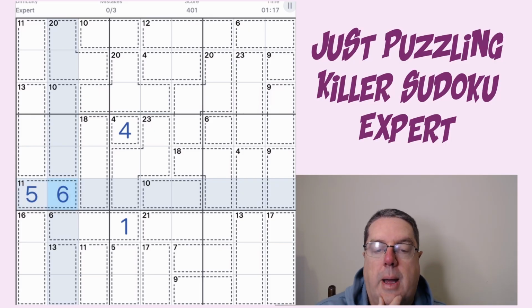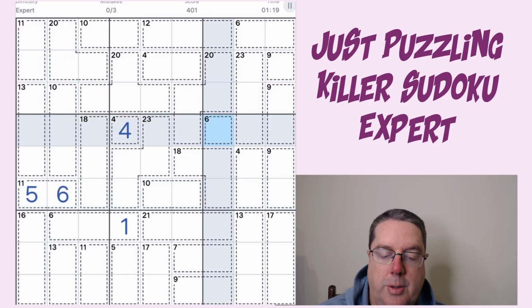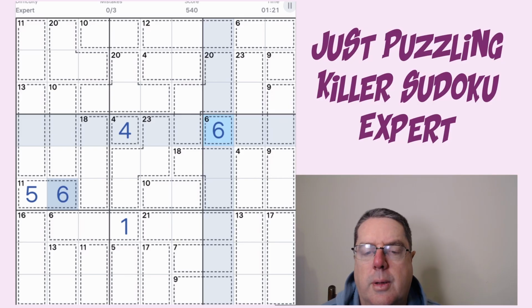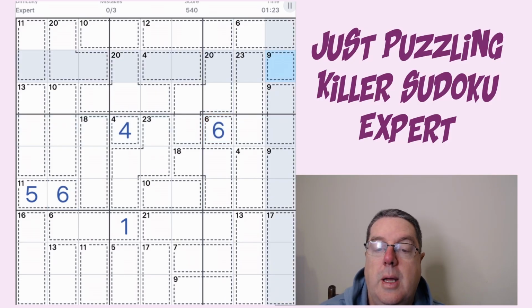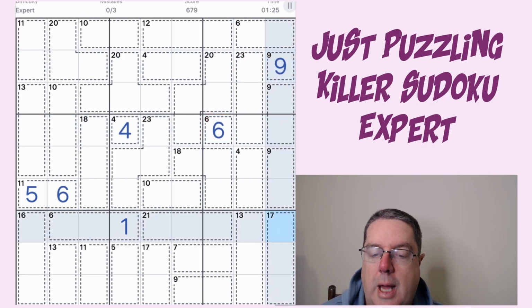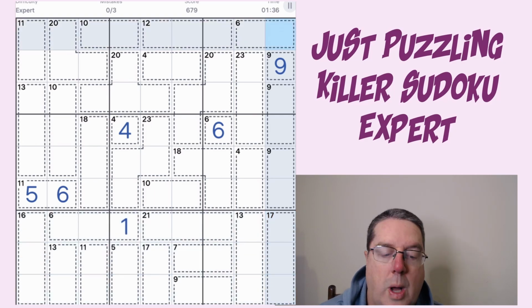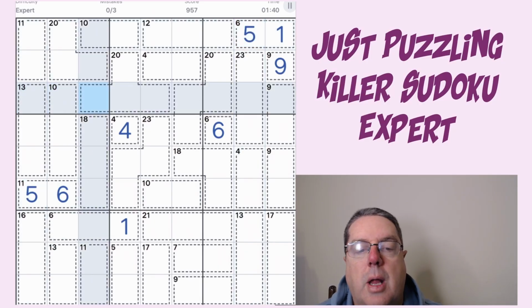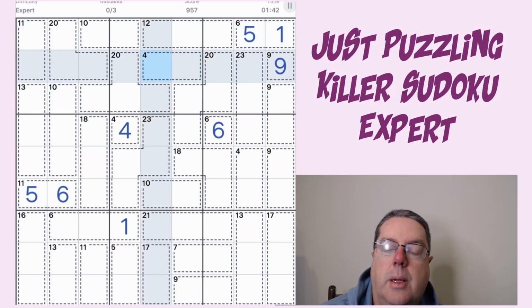We can see a box here that's just on its own, 6. We can see a box here just on its own, 9. And once again, I've got a spare cage here. So 9 plus 9 is 18, plus 9 is 27, plus 17 is 44. So this is 1, this is 5. One of these numbers across here is going to be a 1 because this is 1 and 3.